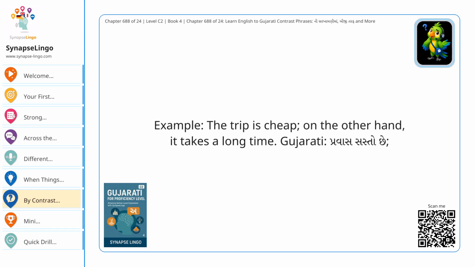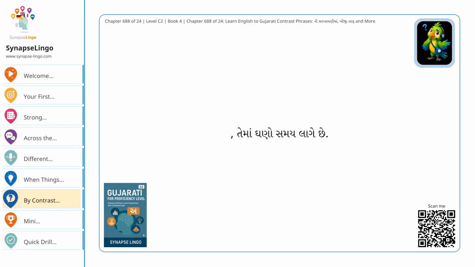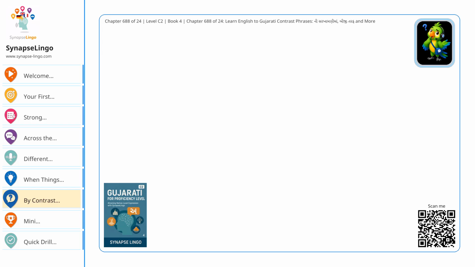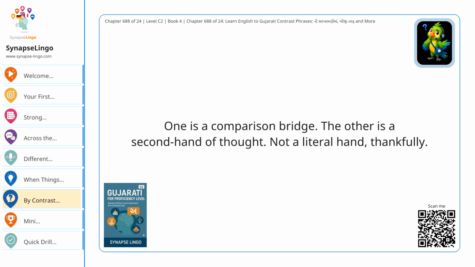Example. The trip is cheap, on the other hand, it takes a long time. Gujarati. Pravasa sasto che બીજી તરફ Temam gano samaya lage che. Tiny difference. તેની સરખામણીએ feels like by comparison, or by contrast, while. બીજી તરફ feels like presenting another side of the argument. One is a comparison bridge. The other is a second hand of thought.